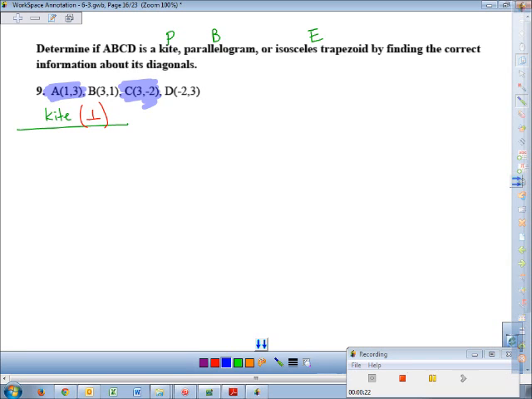But isn't segment AC one of these guys' diagonals? And we're wanting to see if they're perpendicular, so what will I find again? Slope. Labeling our work. Slope of segment AC equals. Let's find that.